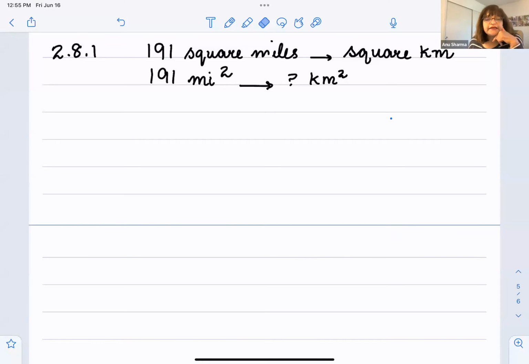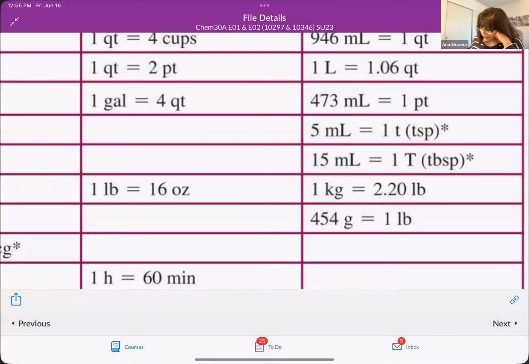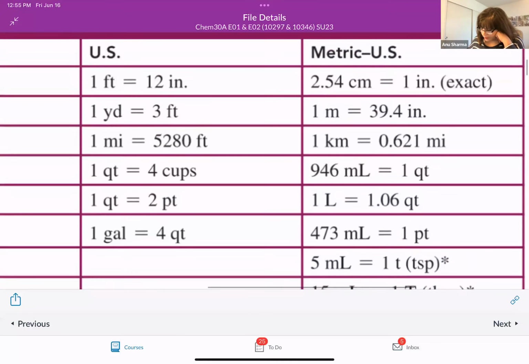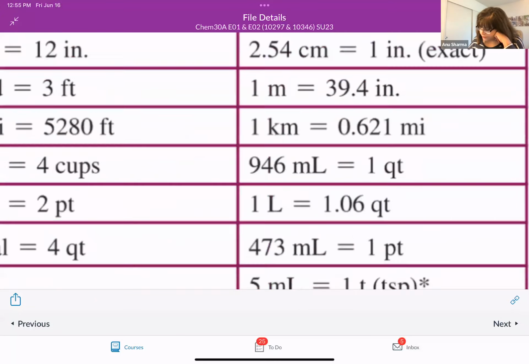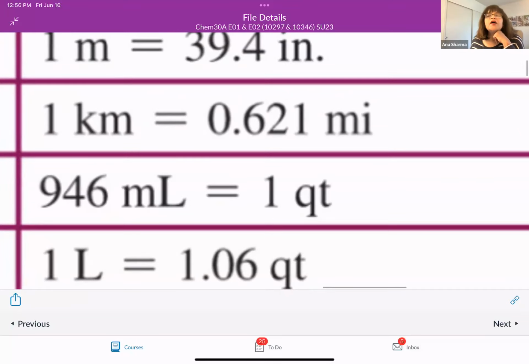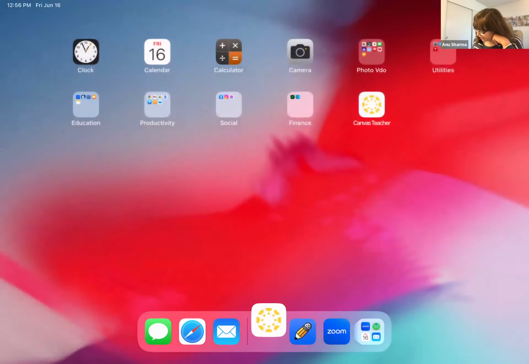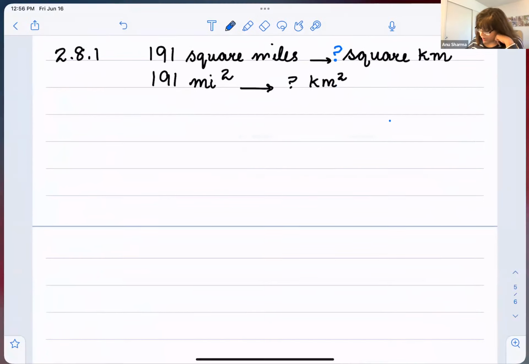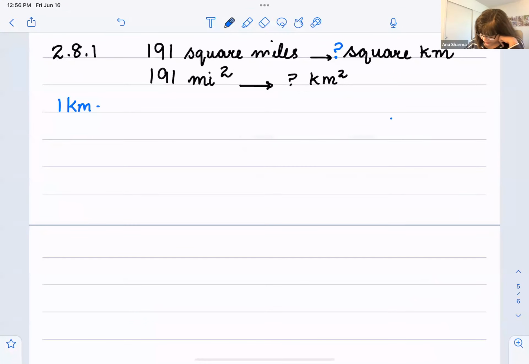Okay, so the next problem is 191 square miles. You need to convert them to how many square kilometers that is. So the question is asking you in kilometers square. Mile square needs to be converted to kilometer square. So we look at the equality, and in the equality we see the relationship between mile and kilometer. 1 kilometer is 0.621 miles. So write that down. One kilometer is equal to 0.621 miles. Okay, so this is known.